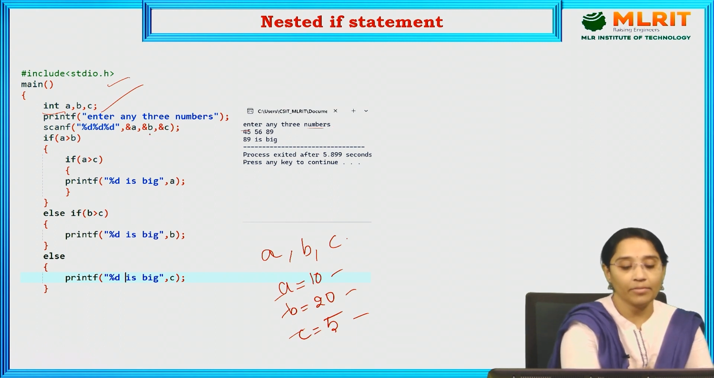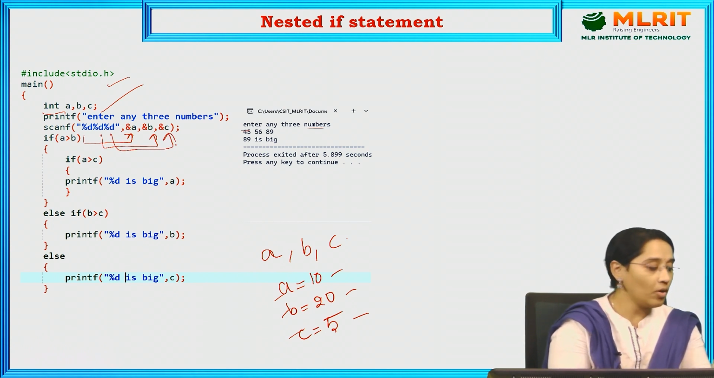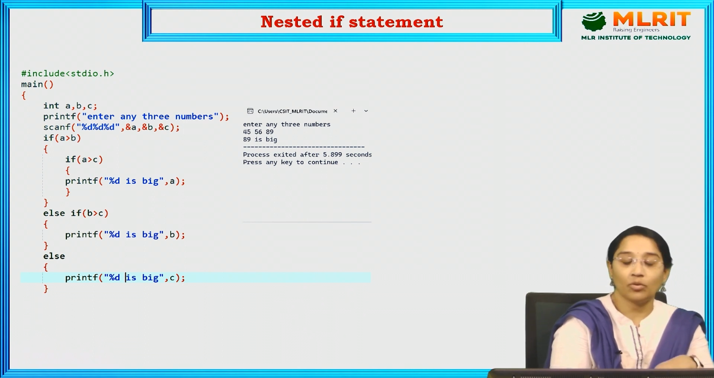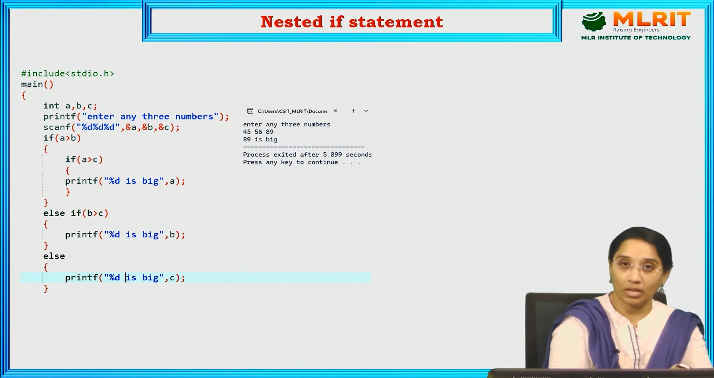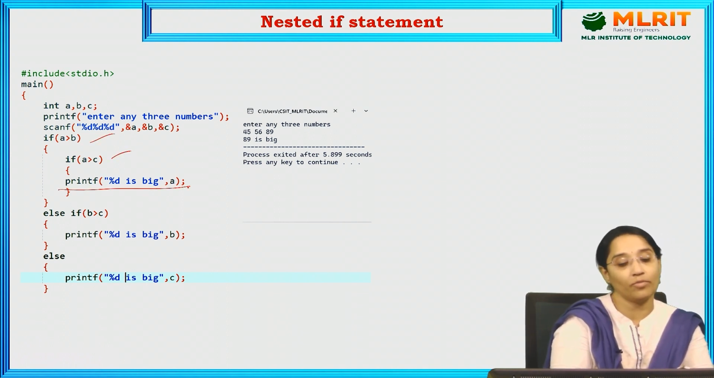Then scanf, because we are giving three inputs. So scanf %d, comma, address of a, address of b, and address of c. So we have given three inputs. Now we are writing this code in nested if. So what is nested if? An if within if is called nested if. If both the conditions are true, then only control will execute this block of code.